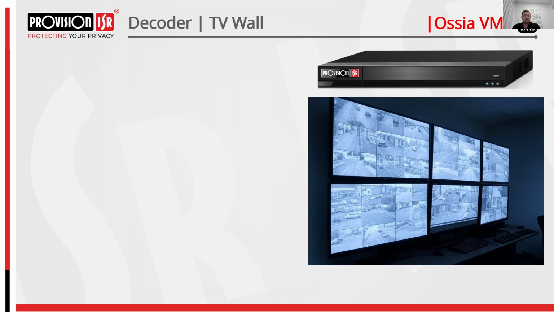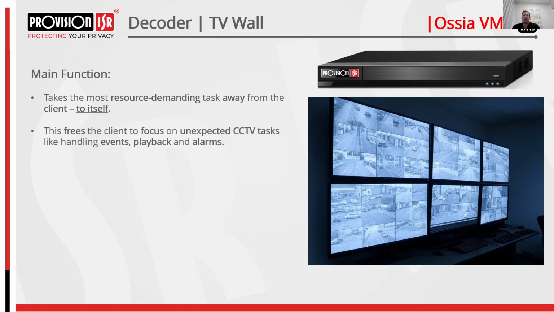Let's spend a bit of time talking about our TV wall decoders. So Provision-ISR TV wall decoders are designed to streamline your surveillance operations by taking the most resource-intensive task off the client's plate. This allows the client to focus on critical CCTV functions like event handling, playback, and managing alarms without being bogged down by processing demands.